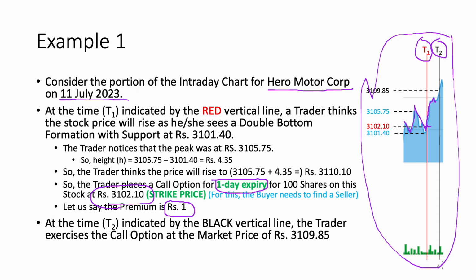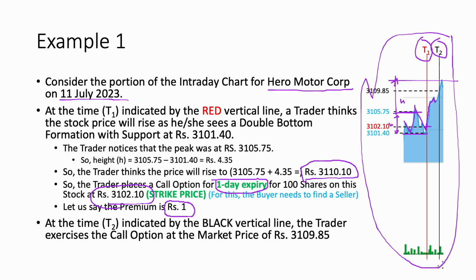Now, normally in a double bottom formation, this is the point where the double bottom formation peaks, and this is the lowest point of the double bottom formation. So this height, we normally expect that the stock will rise by the same amount. If this is H, then from this point it will rise by the same amount, that is H. So this is the normal expectation of this particular stock. So the buyer had a consideration that the stock can rise up to 3110.10.